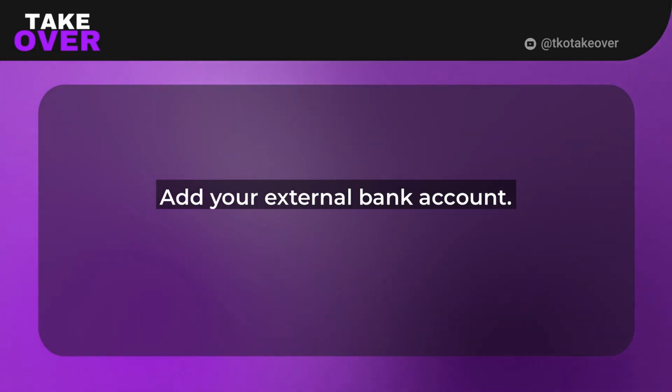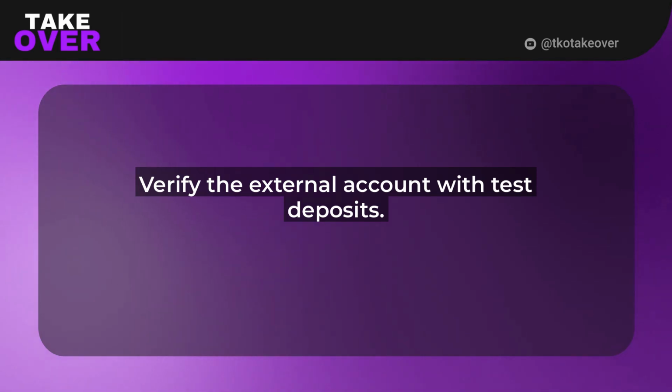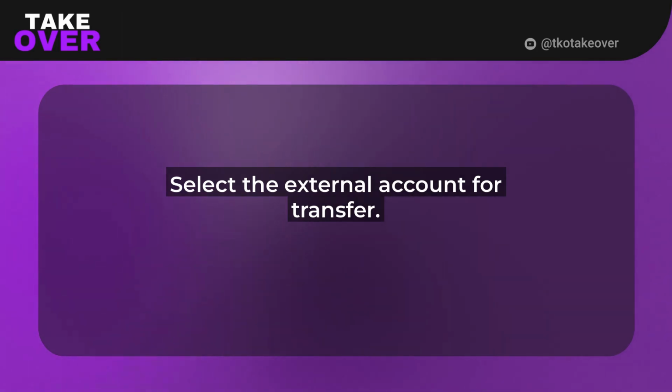Next, to send money to another bank, you have to add that external account. Click on Add External Account and enter the bank's routing number and your account number. Double-check these details because accuracy is key to avoid any hiccups. Capital One will then verify this account, often by sending 2 small test deposits, think of them as digital high fives, to your external bank. This usually takes 1 to 3 business days. Once the verification is complete, you're ready to make the transfer.